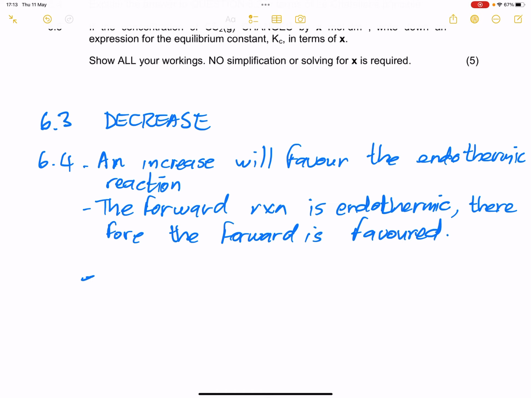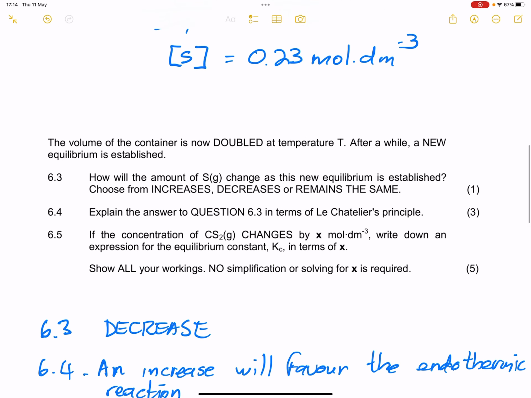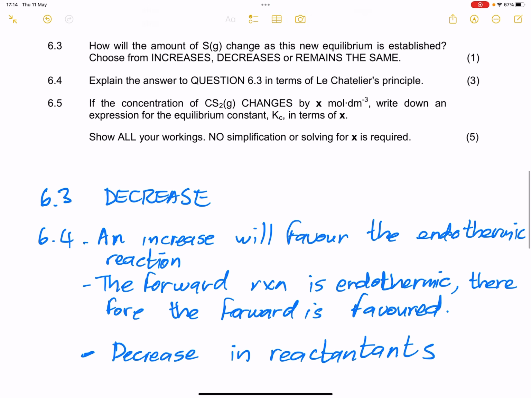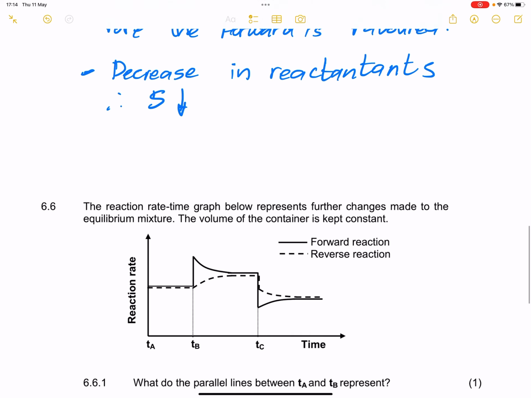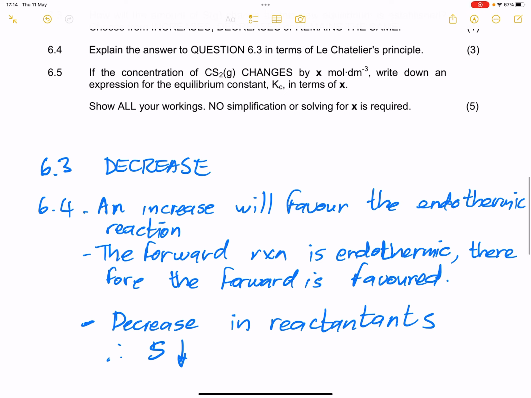So this will result in a decrease in reactants, which means that sulfur rather, will actually decrease. So therefore decrease sulfur. So sulfur will definitely decrease. All right, now let's go on to the next one.